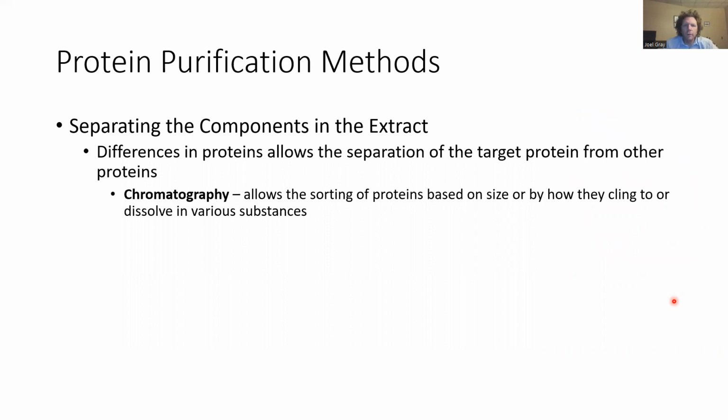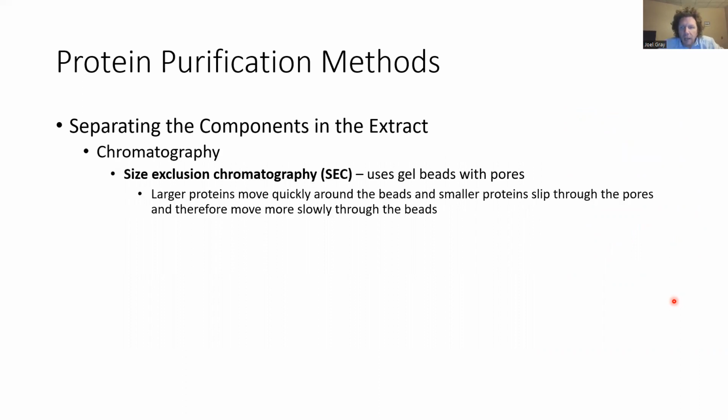Now, chromatography is what we're really focused on because that's what we're going to be doing. It allows for the sorting of proteins based on size or how they cling to or dissolve in various substances. Now, types of chromatography. We have size exclusion chromatography, also known as gel filtration chromatography. Now, what this uses is beads with very, very small pores in them. So I always kind of draw, here's my bead, and then here's like a little tunnel or channel.